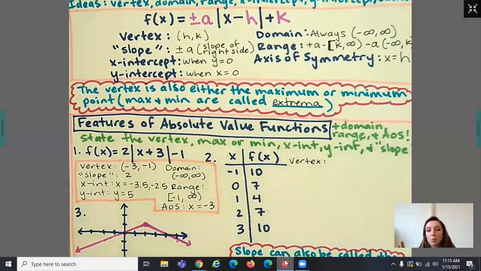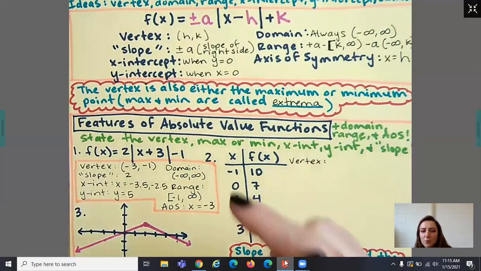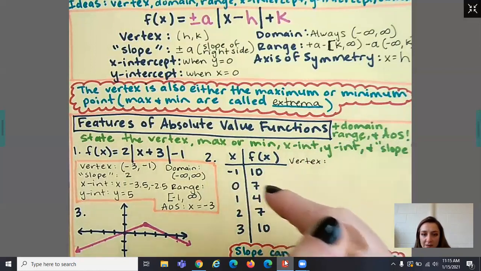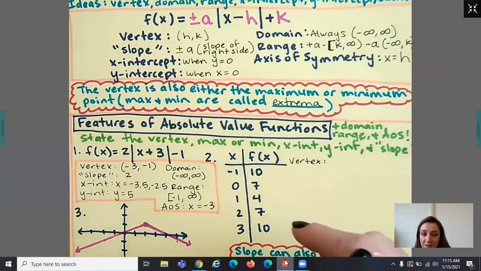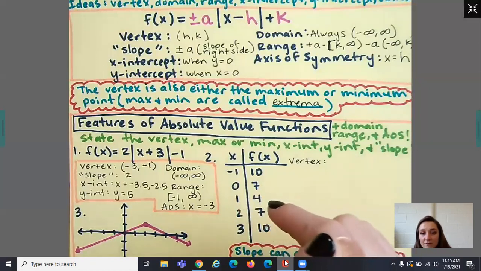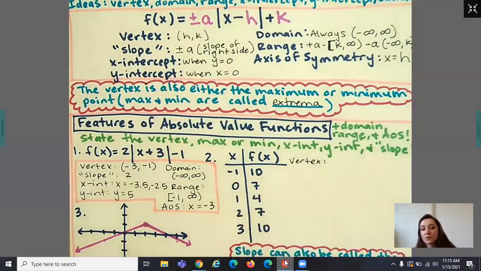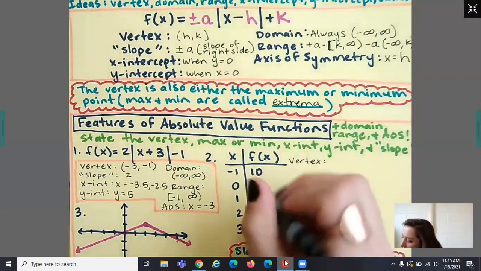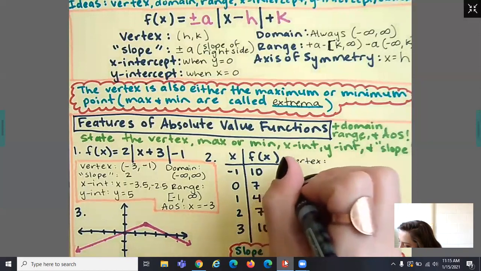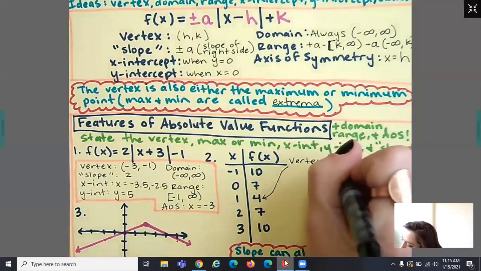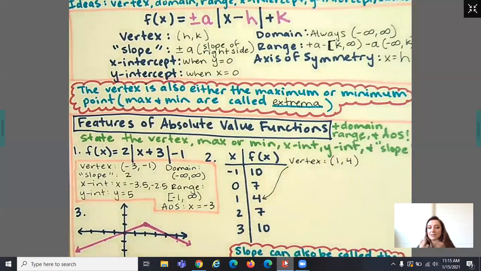So we want to look at where these y values are symmetrical here. And we can see it's going 10, 7, 4, 7, 10. That means that this value right here, that 4 that was in the middle, that is going to be your vertex. So it's a little bit weird, but this value right here is going to be your vertex, 1, 4. And that's because everything is symmetrical around that vertex.